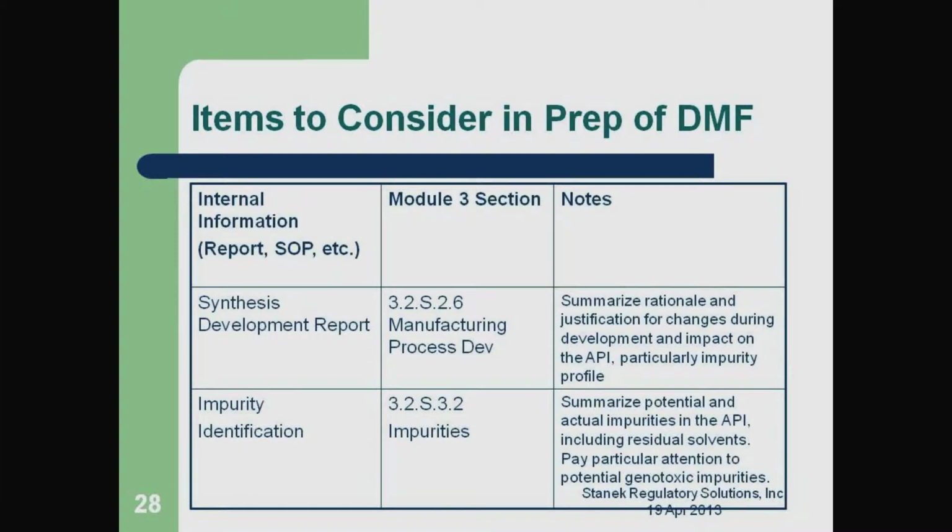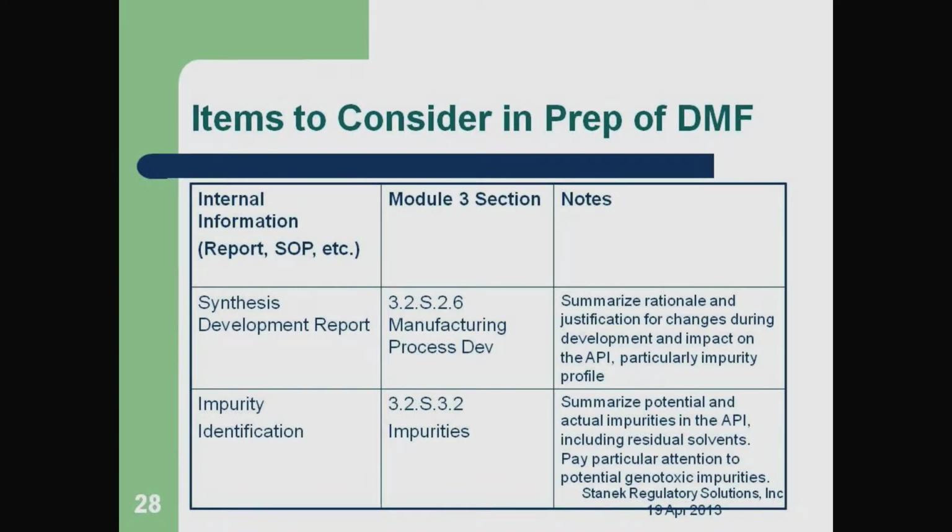Just if you had polymorph screenings, it may go into a different section, a justification type of section, or in the 32S21 section, more, this is the characteristics of our API. Impurity identification, important, and I reiterated here, pay special attention to potential genotoxic impurities, and I'm sure everyone's probably pretty aware of, there's the ICH guidance around impurities.